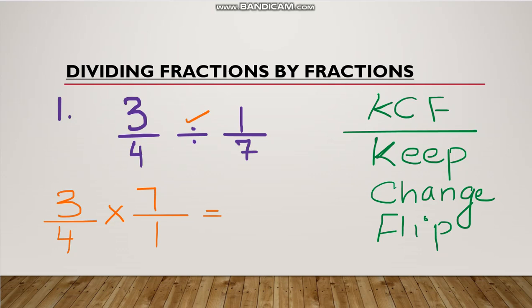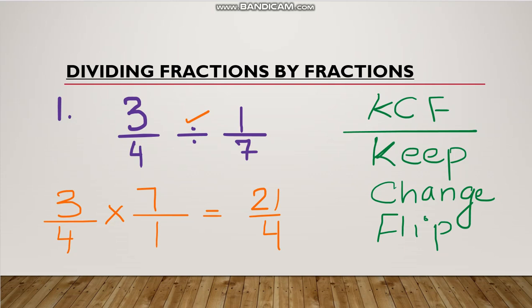Now the previous video taught us how to multiply. 3 times 7, because both of them are numerators. Numerators make together one team. 3 times 7 is 21 and 4 times 1 is 4. Hence, what is the answer? The answer is 21 by 4. This is what you get when you divide 3/4 with 1/7.